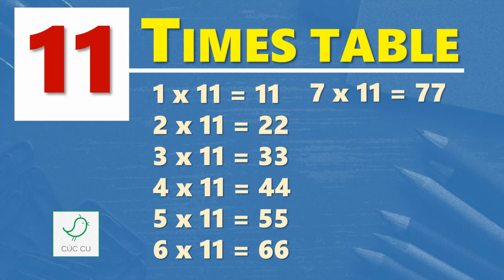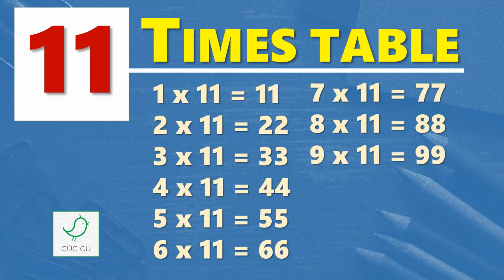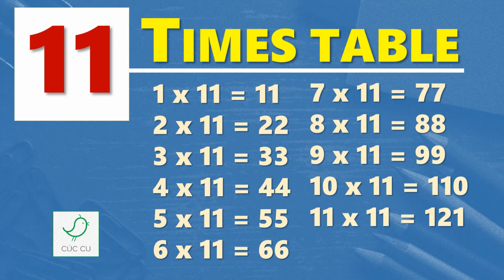7 times 11 are 77. 8 times 11 are 88. 9 times 11 are 99. 10 times 11 are 110. 11 times 11 are 121. 12 times 11 are 132.